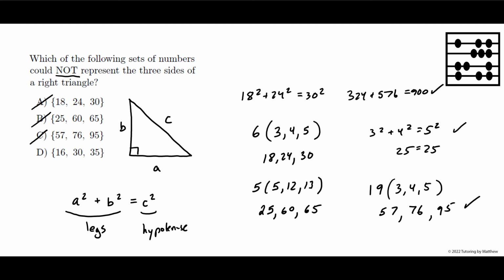So C does work, and you'll find that D does not, whether you use a calculator or try to work it out as a Pythagorean triple.